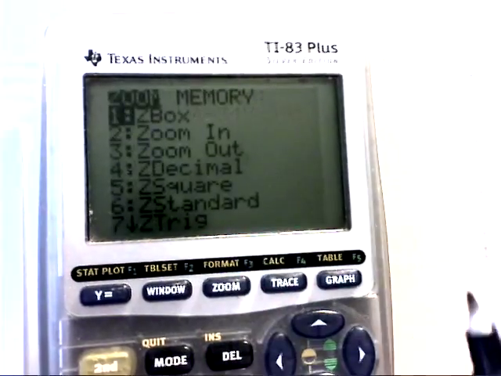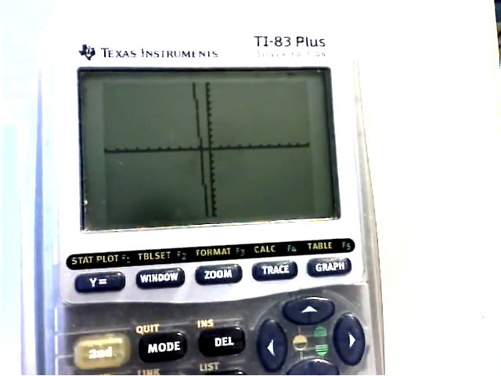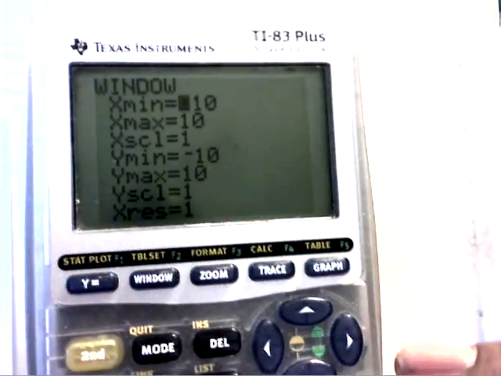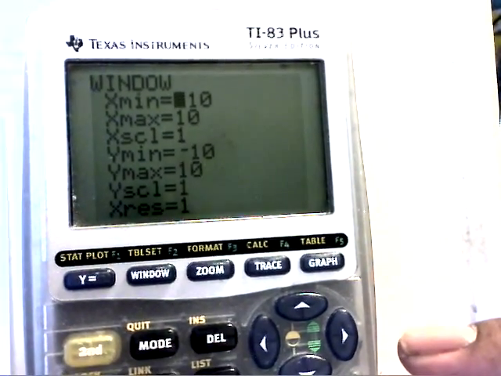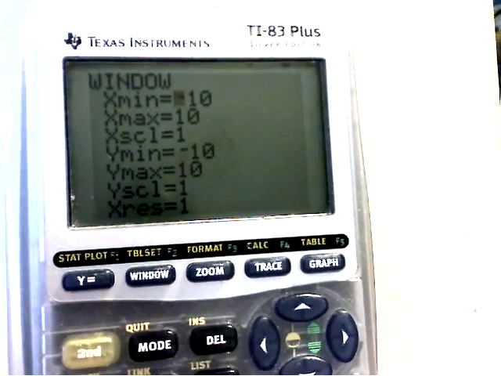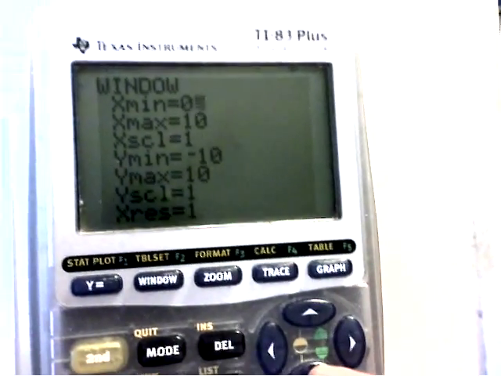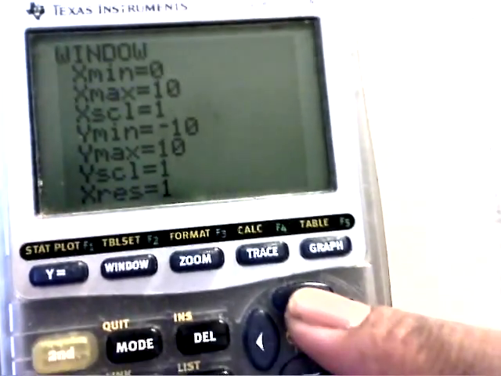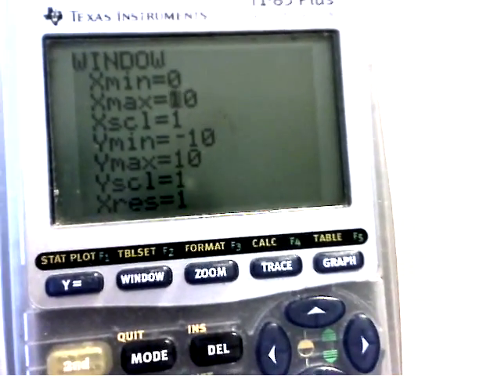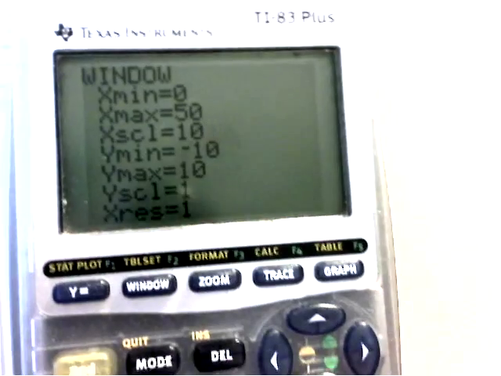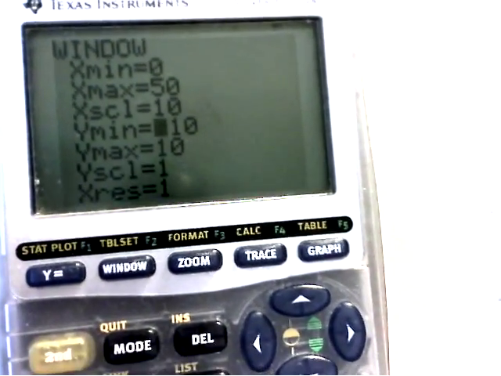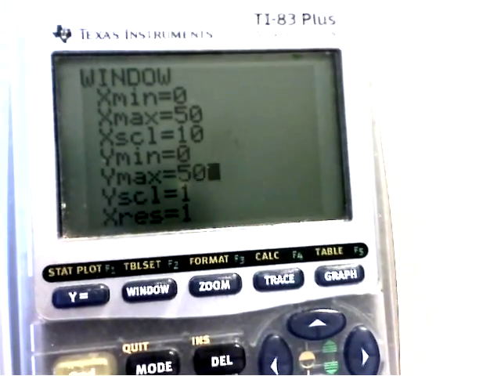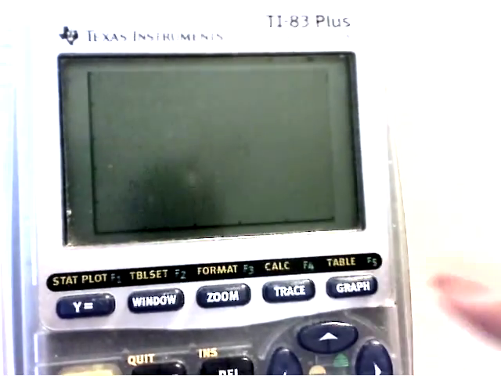Now, if I try to press zoom 6, I'm not going to get the entire graph. However, I do need to change that window a bit. So let's go to window. And then we're going to have to play around with this a bit, because I didn't give you any type of window for both the x and the y coordinate here. So let's see. Let's change this from 0 to 50 with 10. And then the y max 0 to 50 with 10. And let's see what happens.